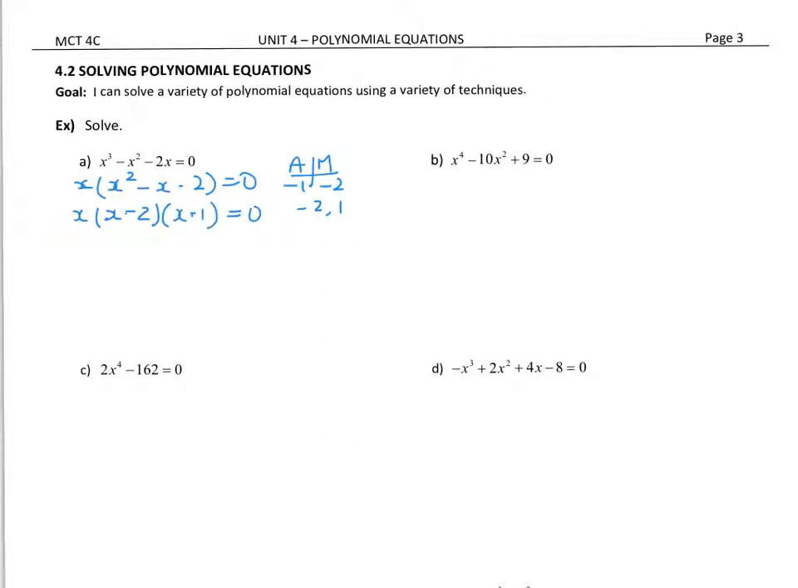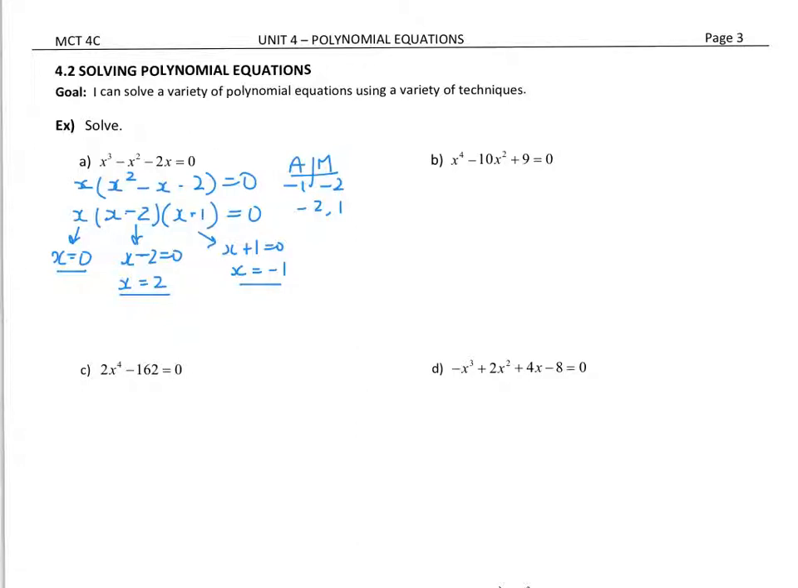Now, the only way that the product of those three things is going to equal 0 is if one of those three things is actually a 0 itself. So either x equals 0, x minus 2 equals 0, which then gives us x equals 2, or our last one, x plus 1 is equal to 0, which gives us x is equal to -1. So those are our three possible values for x that would make this equation true.